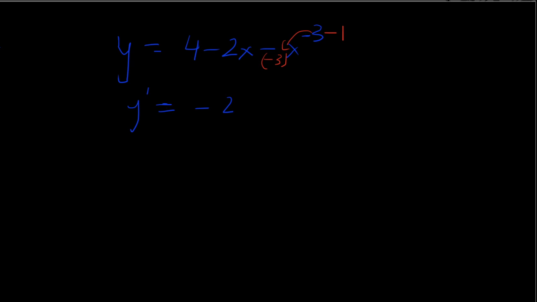We have 2 negatives. That's going to turn into a positive. So it'll be plus 3x. And then negative 3 minus 1 is negative 4. So the derivative is negative 2 plus 3x to the negative fourth power.